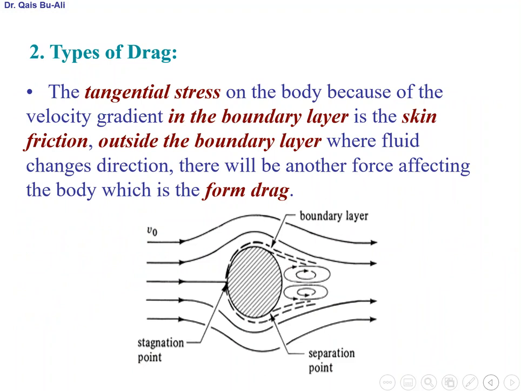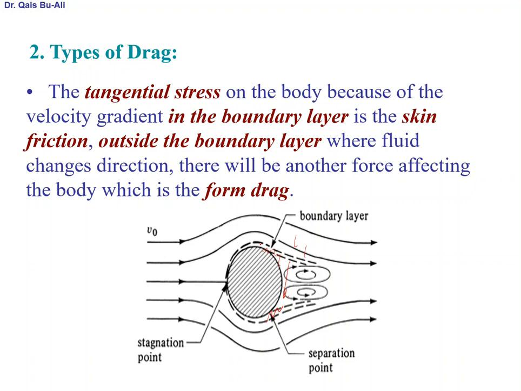So again, here we are talking about the two types. The tangential stress on the body because of the velocity gradients in the boundary layer is the skin friction, or skin drag. So inside the boundary layer, we have the skin drag, or the wall drag. However, outside the boundary layer, where the fluid changes direction, there is another force affecting the body, which is the form drag. So the skin friction is manifested here.